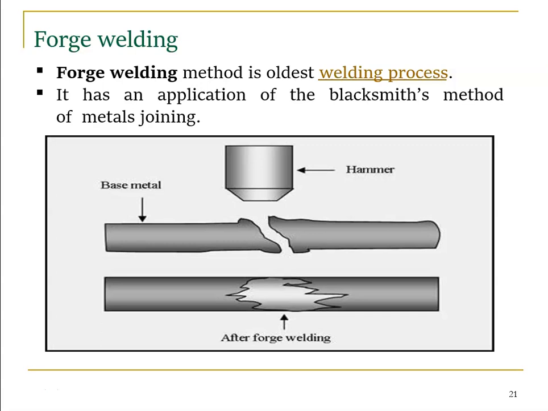We will make the forging. This is similar to here also. So forge welding is one of the melting processes. It is the oldest welding process. It has an application of the blacksmith method of metal joining.